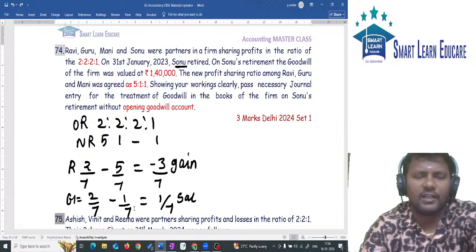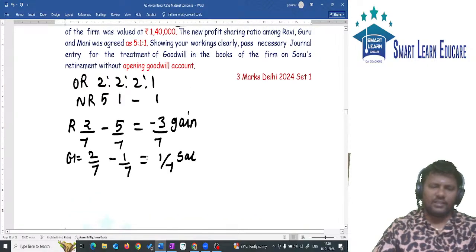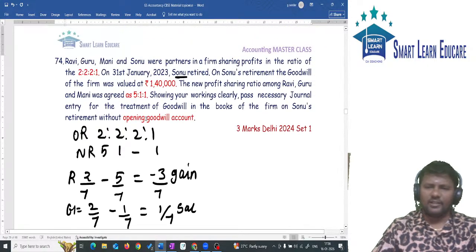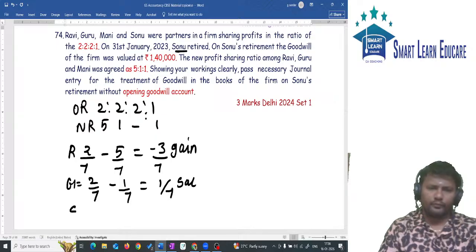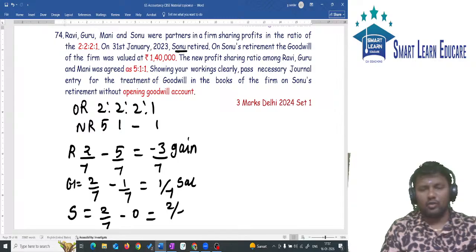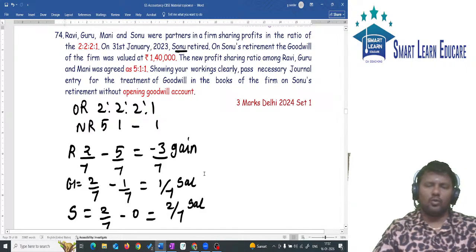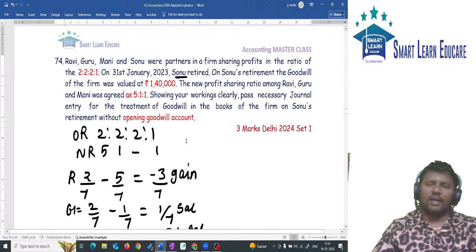Also calculate for the next partner. Who is the next partner? The retiring partner, Sonu. What is the old ratio? 2/7. What is the new ratio? 0. 2/7 minus 0 will give you 2/7. Answer in plus means that partner is also sacrificing. So two partners are sacrificing, one partner is gaining. Also calculate for the last partner. Who is the last partner?